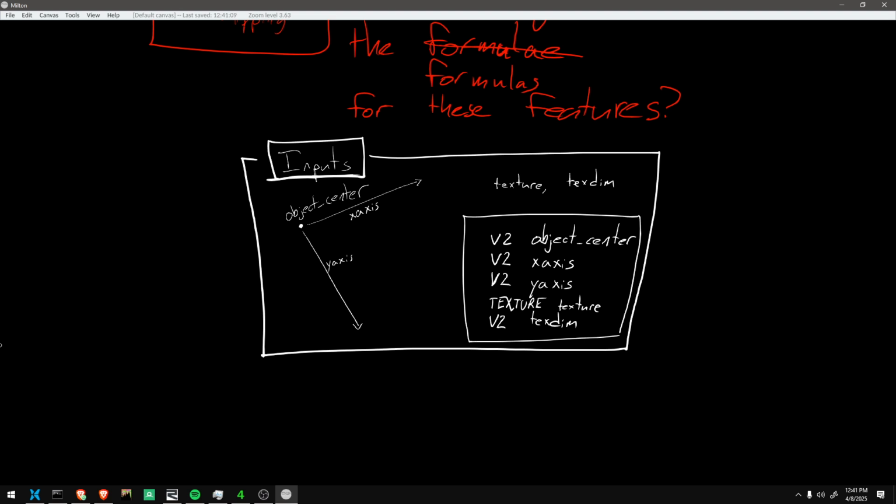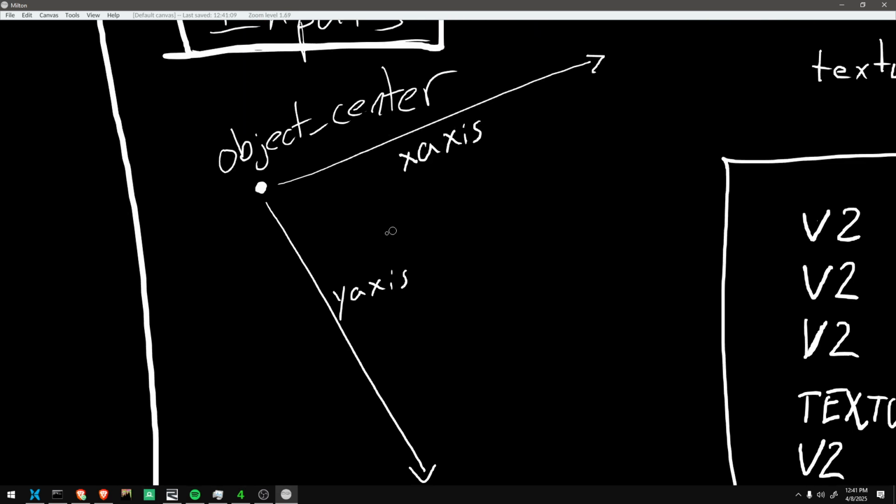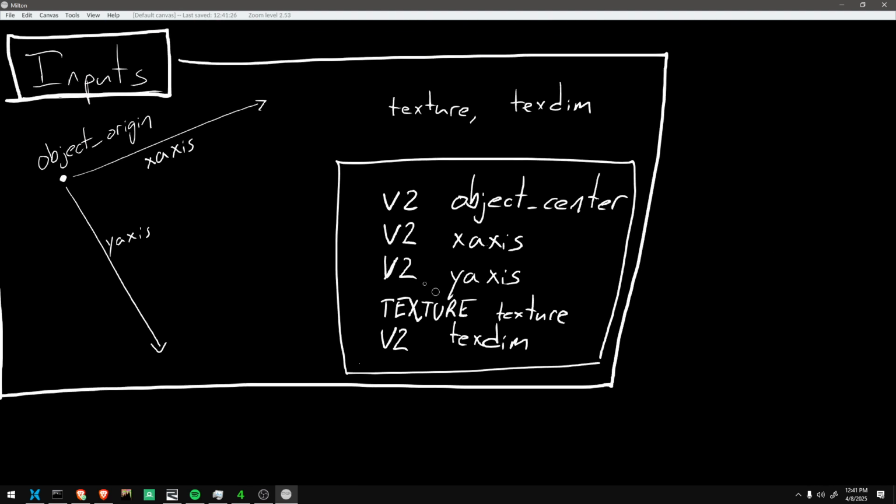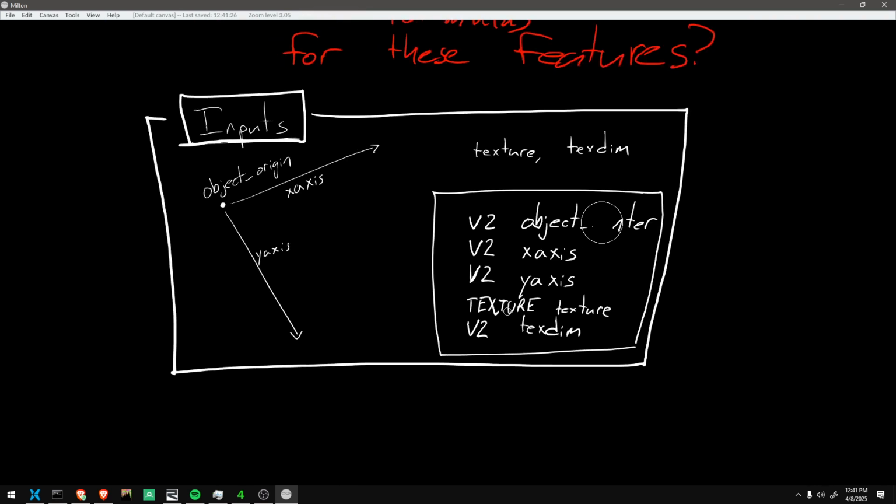Yeah, BYP, Object Origin's a much better name. Good thinking. Okay.